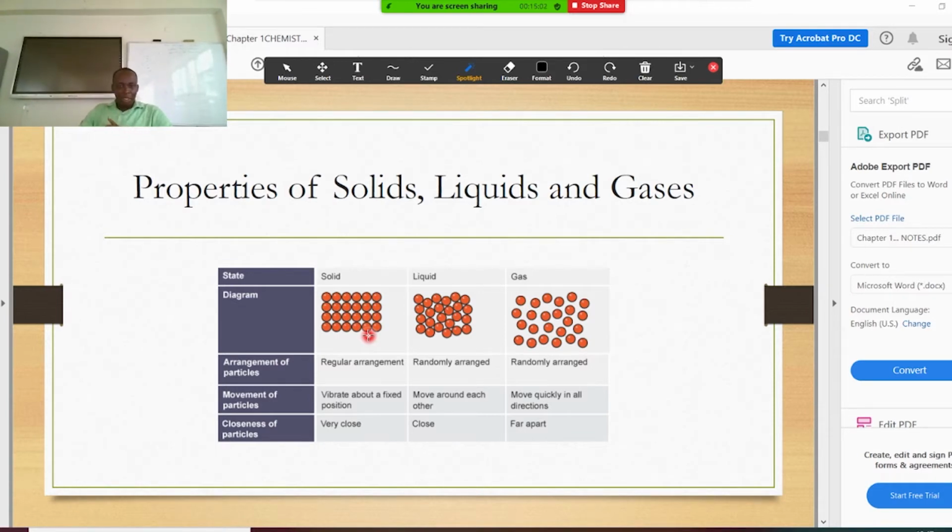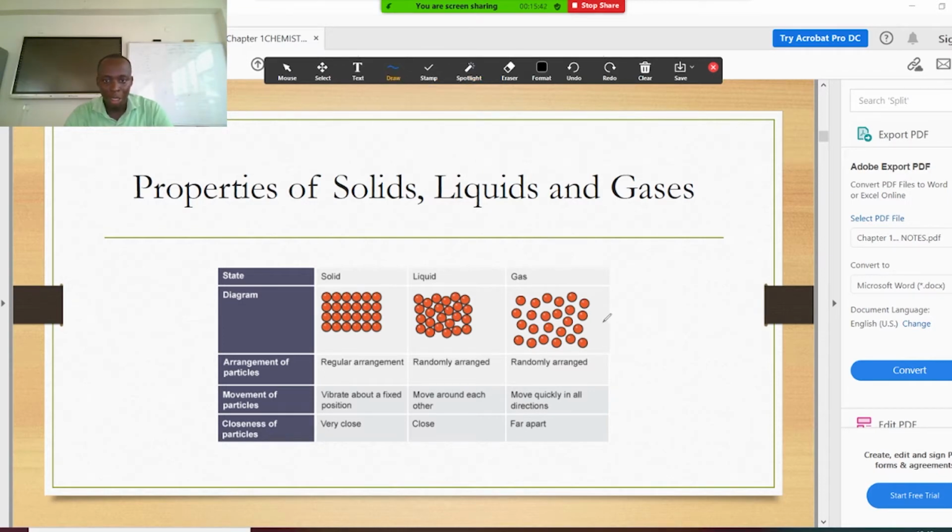When we come to liquids, they move around by sliding over each other. So liquids flow by sliding past each other. When we come to gases, gases move in all directions. They move randomly. They have a non-directional motion. They don't move in a specific direction, but they can move in all directions.